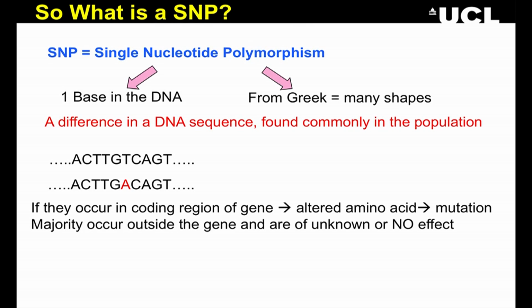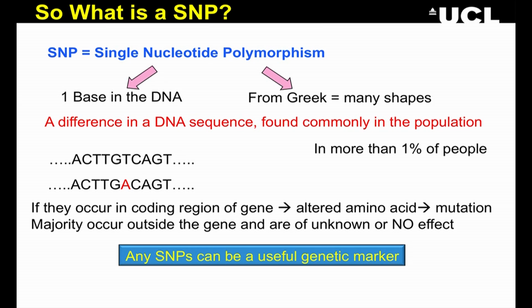Okay, so what's a SNP? SNP stands for single nucleotide polymorphism. It means one base in the DNA is changed. Polymorphism is from Greek. It means many shapes. So it means a difference in DNA sequence found commonly in the population. We define it as more than 1% of people.